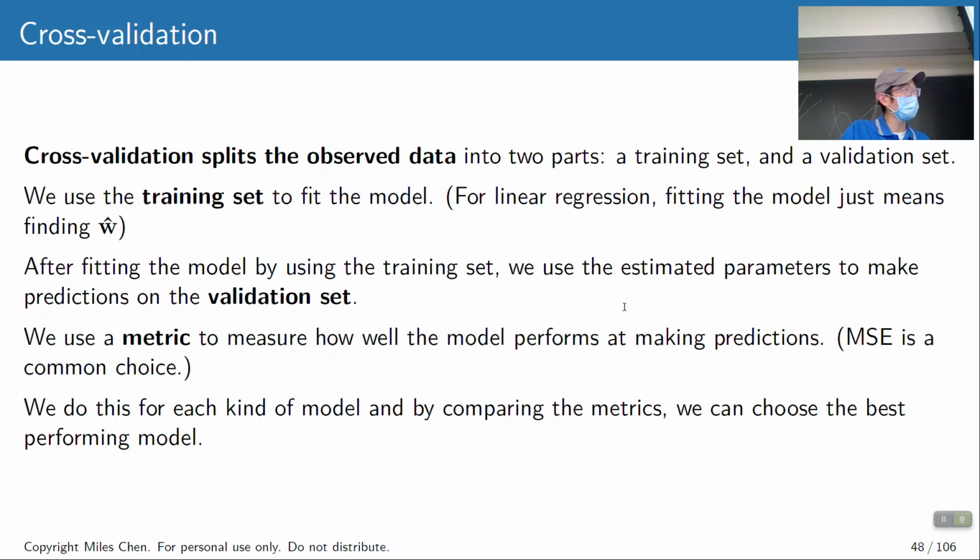And so a common choice is mean squared error, or another common choice is root mean squared error. And we do this for all of our different models, and we compare all of the metrics, and we choose the best performing model.